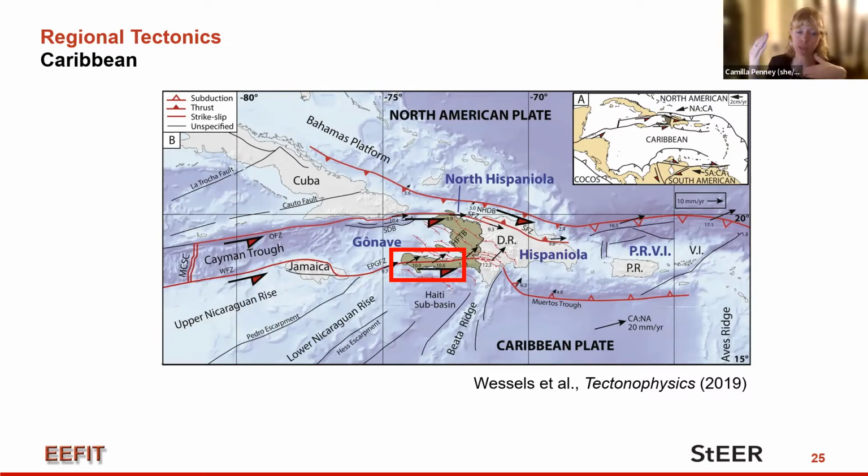So we have 2 thrust faults, one to the north of Hispaniola and one to the south. And then on the mainland of Haiti, the main faults are 2 major strike-slip faults, the Septentrional fault in the north and the Enriquillo-Plantain Garden fault zone in the south. And the region that we're going to focus on primarily today is this EPGF, particularly in the region shown in the red box here.